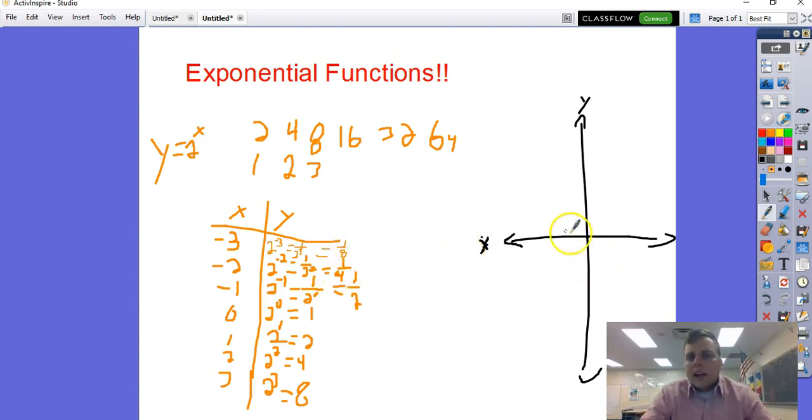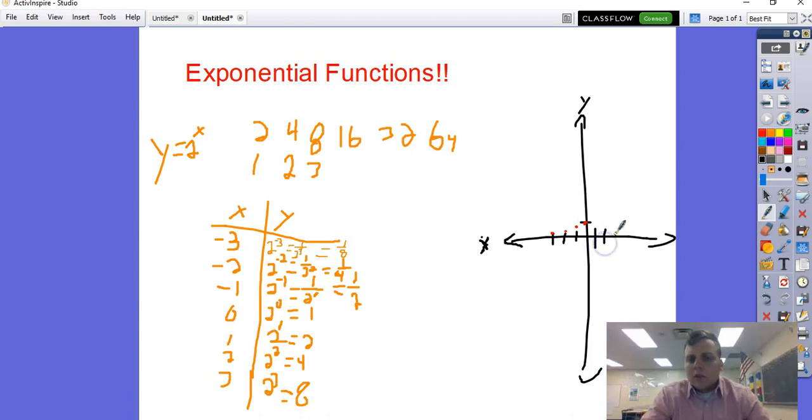All right, and I could say something along the lines of, when it was -3, I got about 1/8. So if this was 1/8, let me do this in a different color now. 1/8 is probably something about like right here. 1/4 is a little bit higher. 1/2 is a little bit higher than that. Then it's at 1.